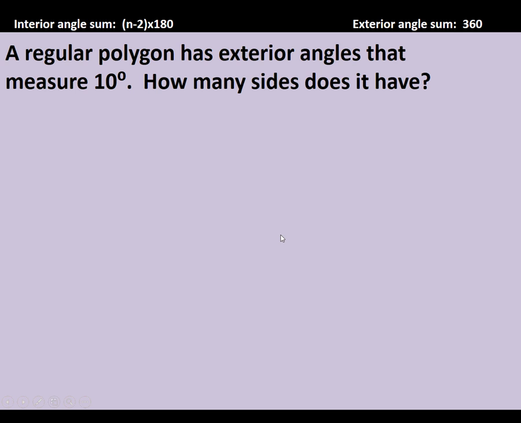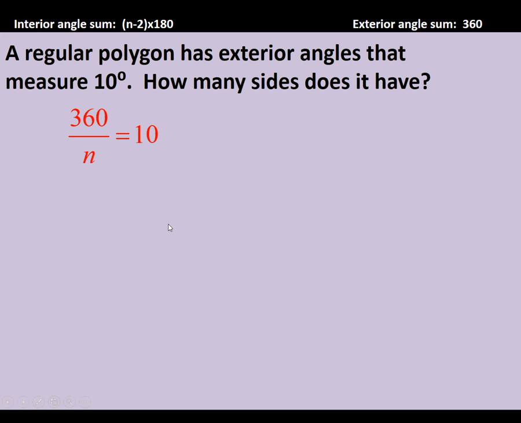Okay, our last type of problem is going to be backwards. We're going to tell you what an angle measures and then ask you how many sides the shape has. But it turns out it's kind of done the same way. Our question here says a regular polygon has exterior angles that measure 10 degrees. How many sides does it have? Well, if it's a regular polygon, if we knew how many sides it has, we would take 360 divided by however many sides, and that would give us 10. It would look something like this.